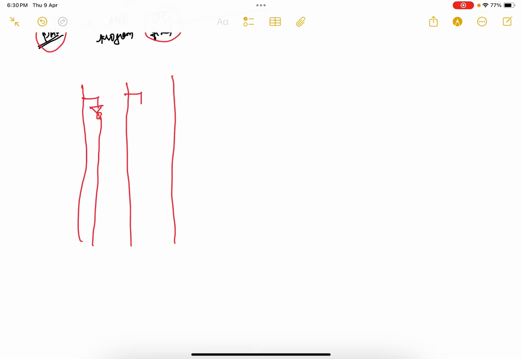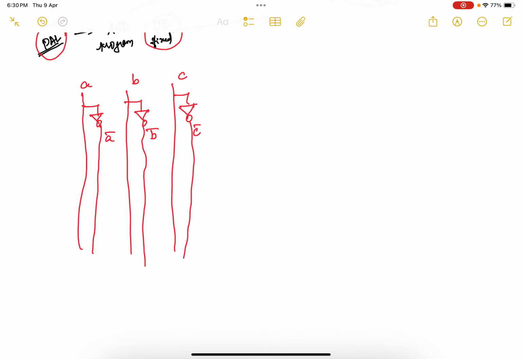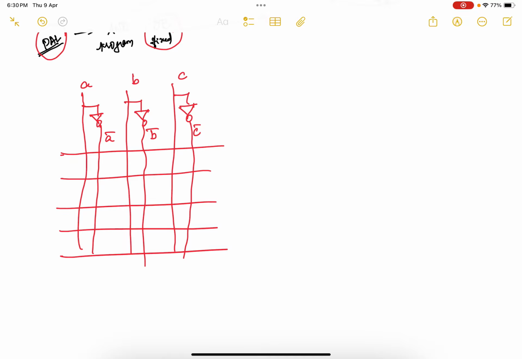So how am I going to repeat it? As usual, for PAL also I am drawing 3 vertical lines. One is for your A, which is having a complement part, and another is for B, and another is for C term. A, B, C, and this will be your A bar, B bar, and C bar. And there are 5 terms already we have seen. So draw 5 vertical lines: 1, 2, 3, 4, and 5.